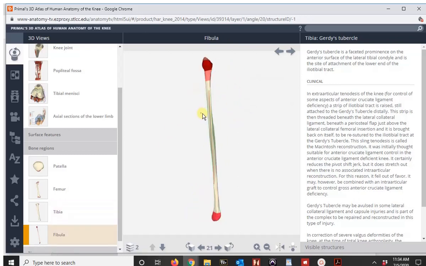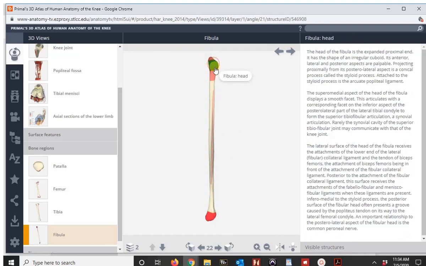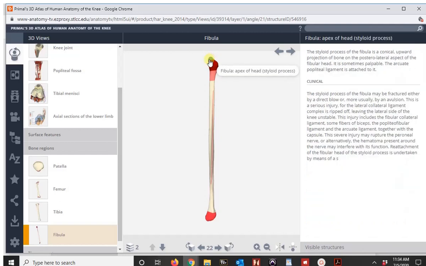Now here's the fibula. So here is the inside of the fibula. This would be the interosseous border. That's where the interosseous membrane attaches to attach it to the tibia. Here's the anterior border. So this is the front. This is the anterior of the fibula. Here's the head up here. And then there's a little tiny styloid process that sticks out there.